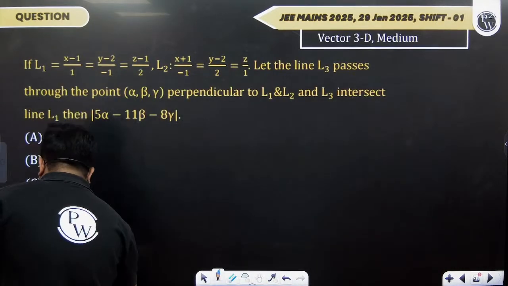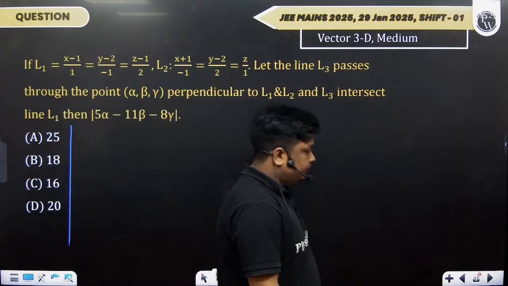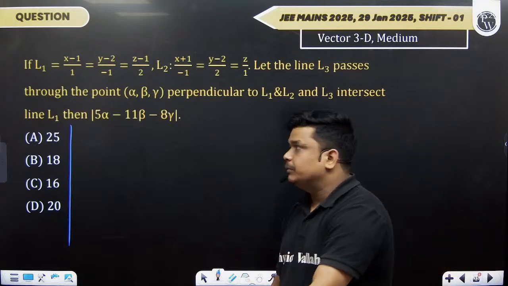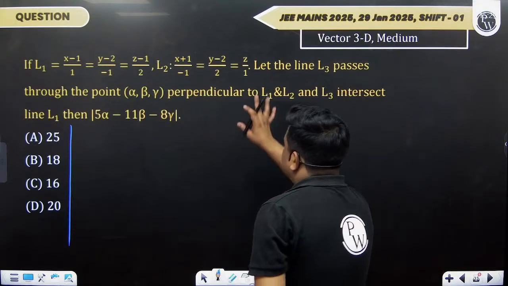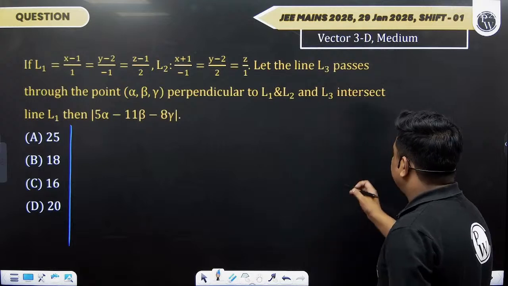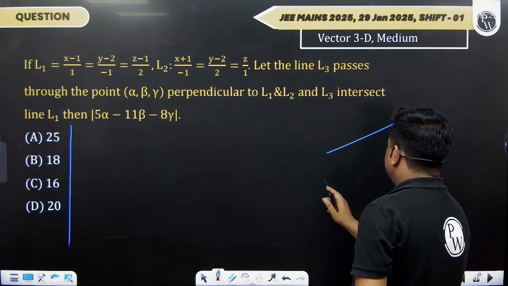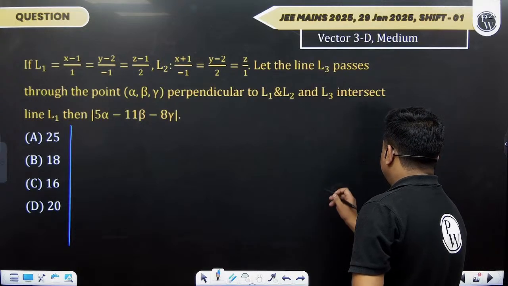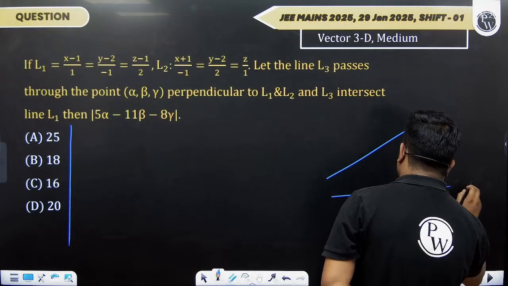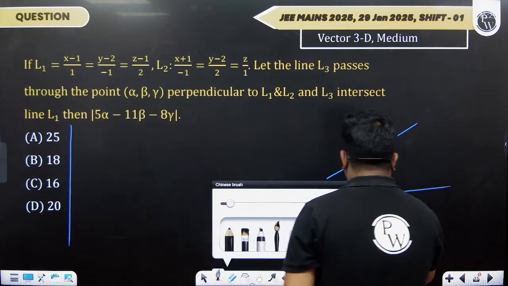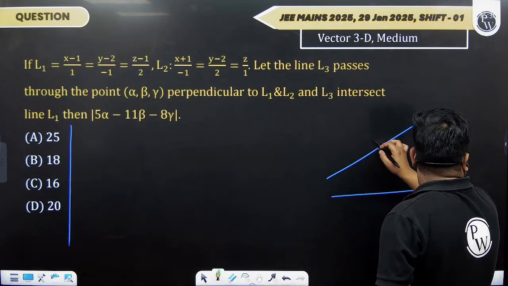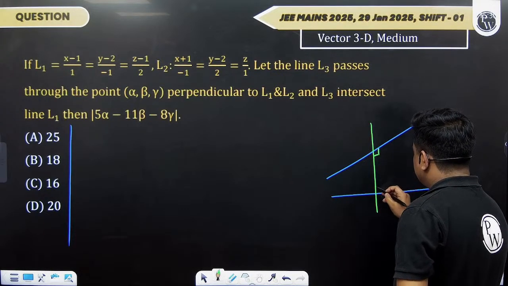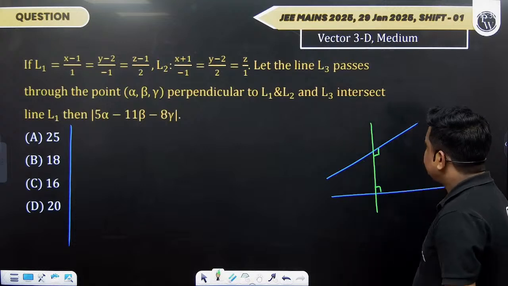This question, the language is still a little bit unclear. This is the last question. But whatever is given here, according to that, the question is, there is a line, there is another line. There is one line which is perpendicular to both of them.